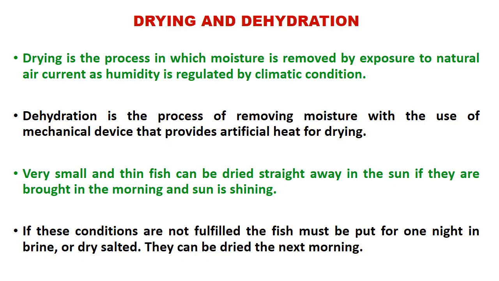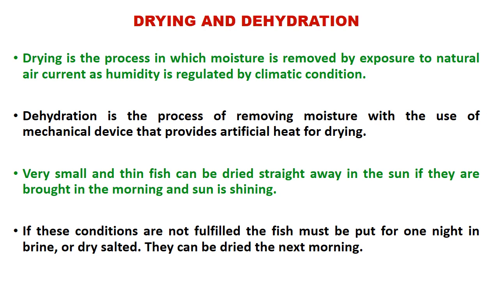Now let us understand the difference between drying and dehydration, which I have already partially discussed before. Drying is the process in which moisture is removed by exposure to natural air current and natural sun, regulated by climatic condition. So natural sun, natural air current and humidity slowly evaporate the moisture. Whereas dehydration is the process of removing moisture with the use of a mechanical device that provides artificial heat for drying, and it can artificially reduce the humidity also.